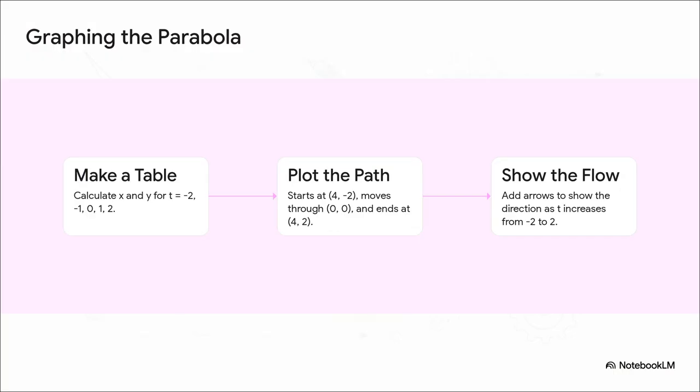So the process from here is exactly the same. We build a table, we plot the points, and just look at this motion. Our point starts down at (4, -2). Then it gracefully sweeps in towards the origin, hits that turning point, and curves right back out, ending at (4, 2). The arrows perfectly captured that beautiful symmetric flow.